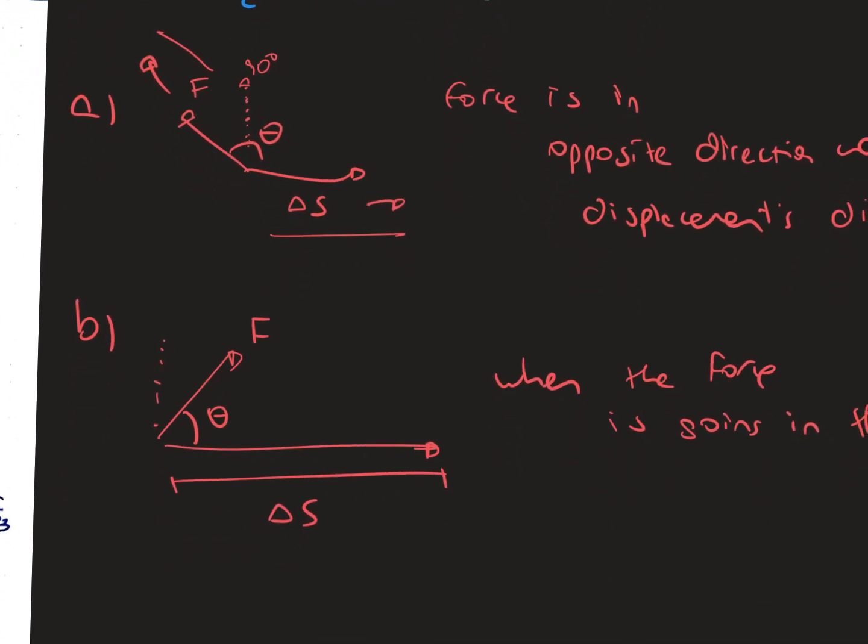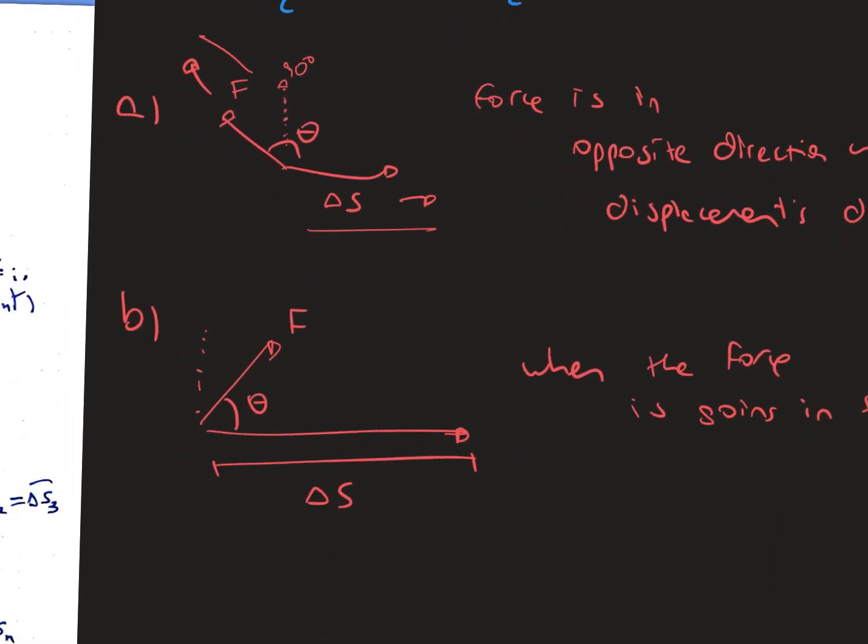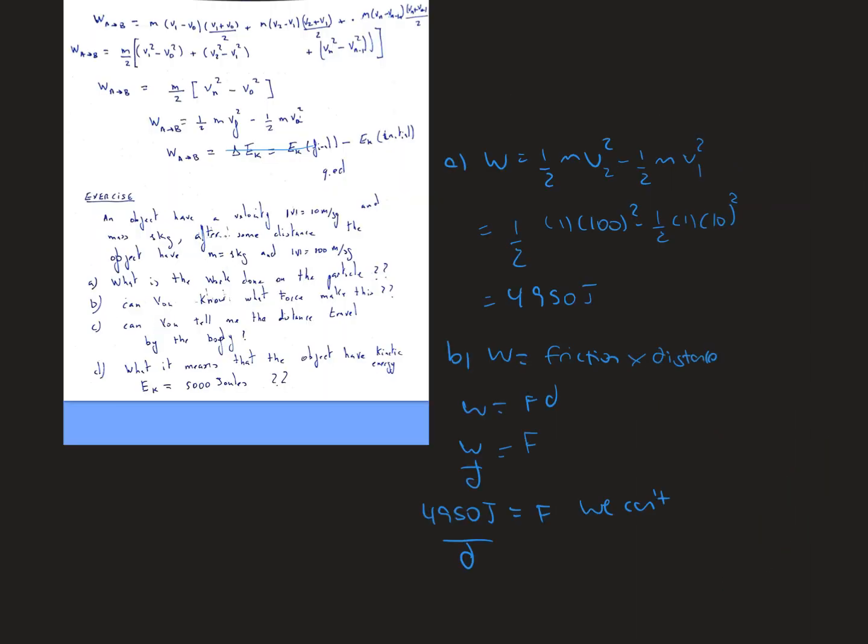When the work is positive, the force is going in the same direction as the displacement. In this case, theta will be less than 90 degrees. In this case, for the first part, what is the work done on the particle? We're just gonna use this formula right here.